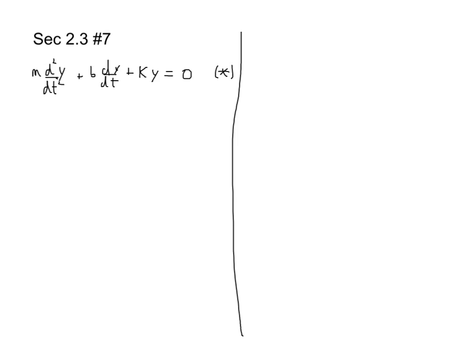This is question number 7 from section 2.3. The problem is asking in part A to show that a constant multiple of a solution of equation, which I'm denoting with this star, so I'll refer to this differential equation as star. It's the equation of a damped harmonic oscillator, but I'm going to refer to it as star. And the question is saying, show that if you have one solution, then any constant multiple of it is also a solution. So in part A, we look at that.